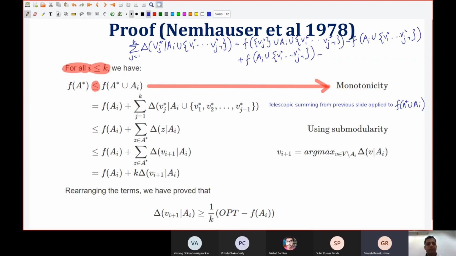Minus. So now you'll keep doing this. You'll have the same term coming up again and again in plus and minus, except for the last term, which will be what? A_i, right? Because j equals 1 to k.